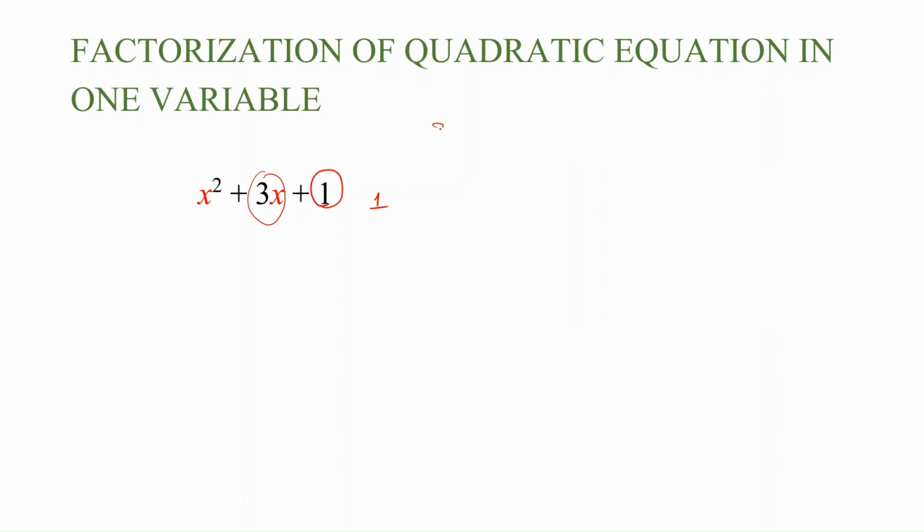So 1 we can write as 3 into 1 by 3. But on adding or subtracting these values, we cannot get the middle term 3. In such a situation, we have to use a different formula.